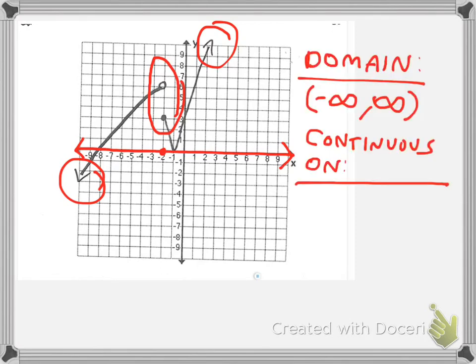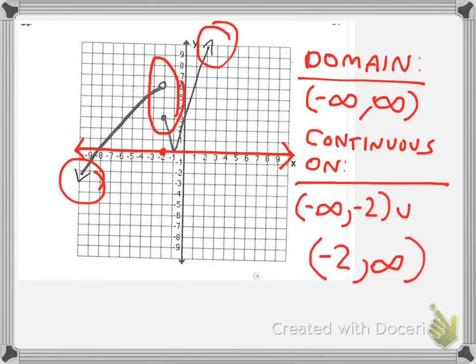However, because of the jump in the graph at x equals -2, we can only say that the graph is continuous on the interval negative infinity to -2 and on the interval -2 to positive infinity. We do not include -2, so we use the open bracket because at x equals -2 is where the discontinuity occurs and where the graph jumps.